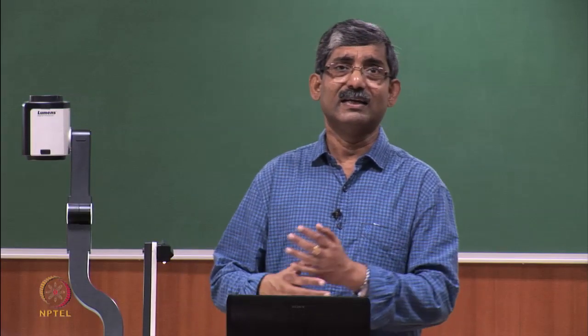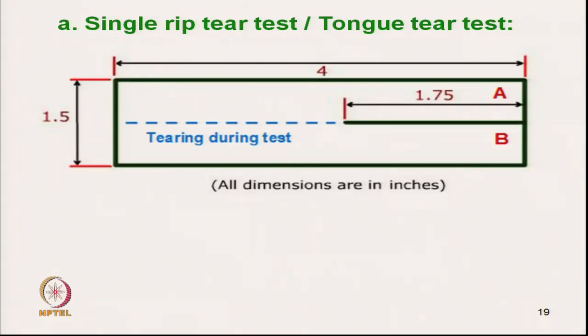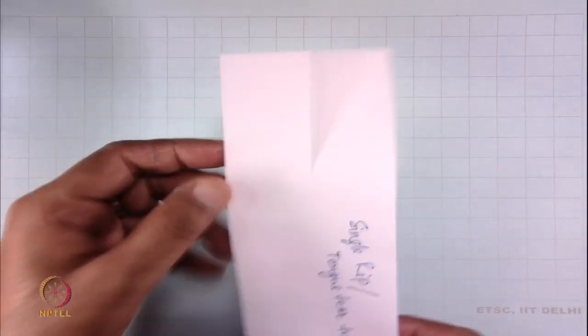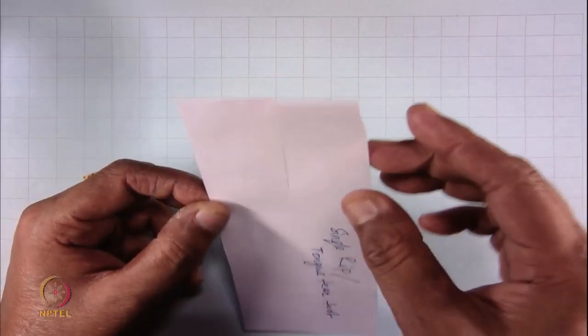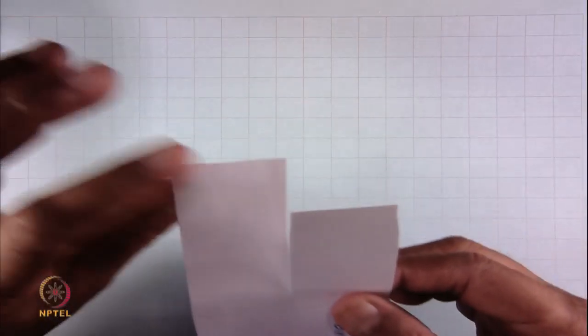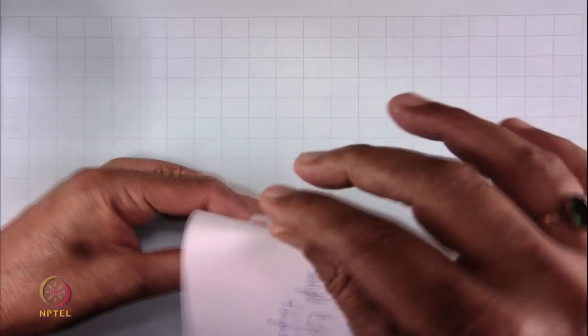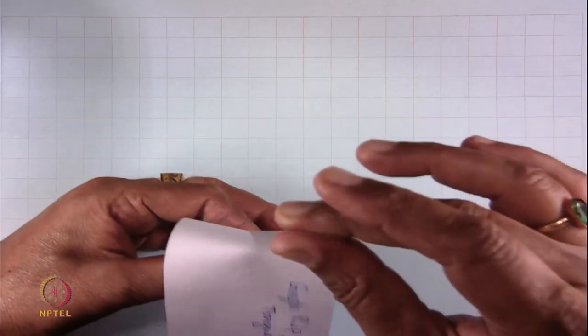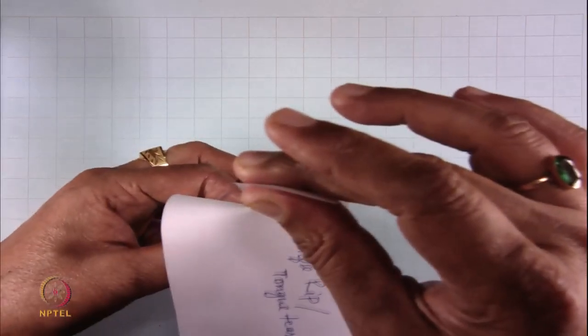Now, there are different tear strength measurements. One of them is called the single rip tear test, or tongue tear strength. This is a very simple test method where we test the tear strength. There is a fabric strip, and in the fabric we put a cut mark. After putting the cut mark, one part we put in one jaw of a tensile tester, and another part in the bottom jaw of the tensile tester. We test in any normal tensile tester which works on the CRE principle, and then we keep doing the tensile test.